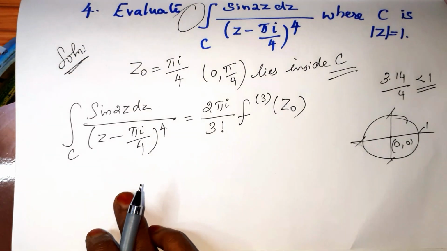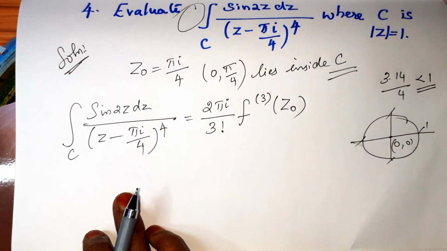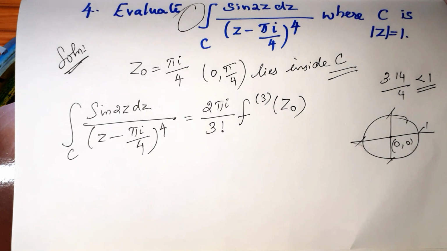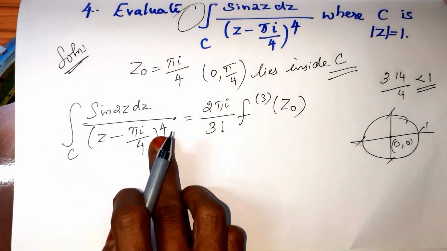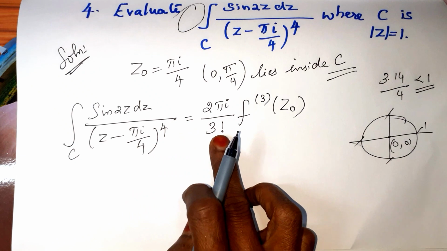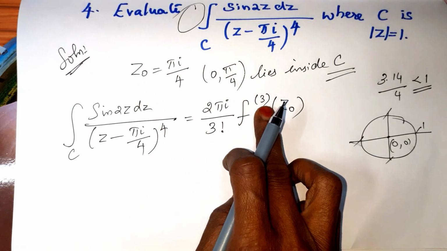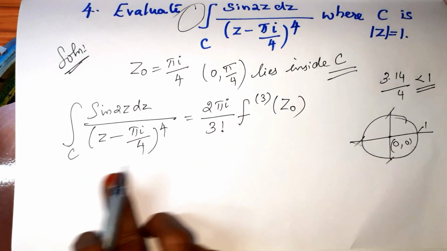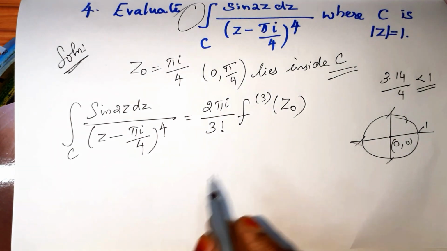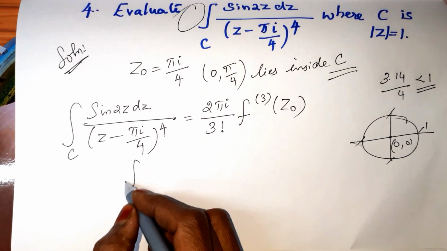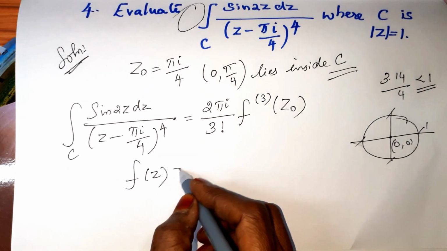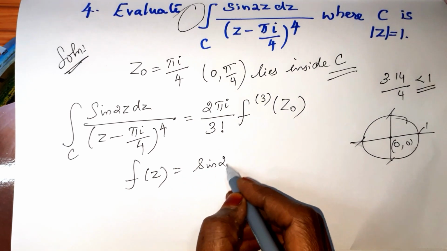So this is the formula: integral over c of sine 2z dz by z minus pi i by 4 the whole power 4 is equal to, if it is 4 means 1 lesser than this, 3 factorial, and 1 lesser than this, the third derivative. Right. So we have to find the derivatives one by one. Let me write what is f of z. f of z is equal to sine 2z.